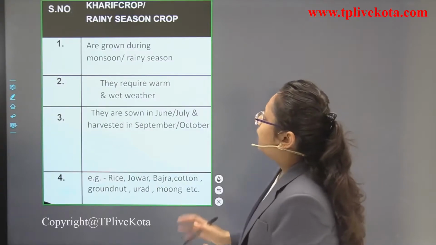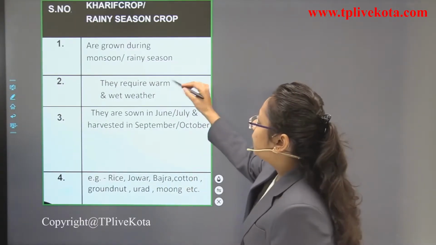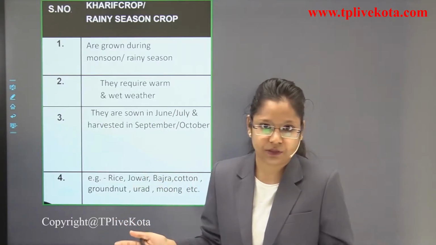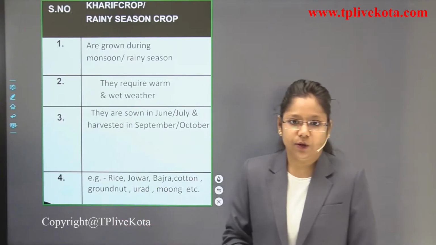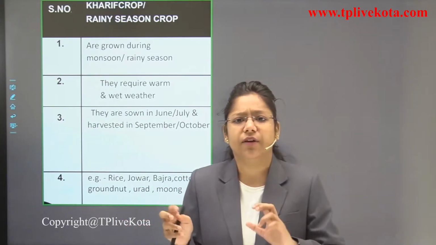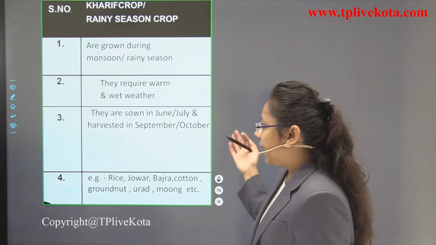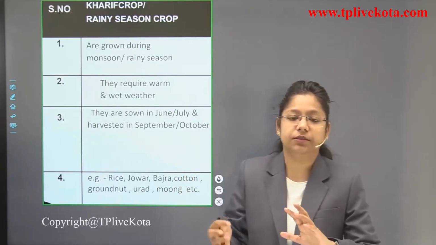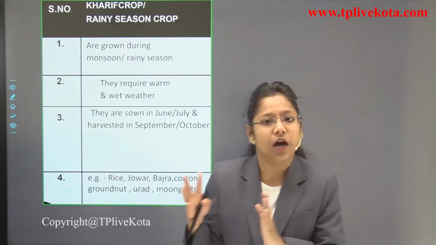Okay, now it is grown in the rainy season. So they are grown during the monsoon and rainy season. That is the first point you should remember, students. They require warm and wet weather. Warm and wet weather means they require a moist climate to grow. They are sown in June or July and harvested in September and October. Remember this thing: they are sown in June and July and harvested in September and October.